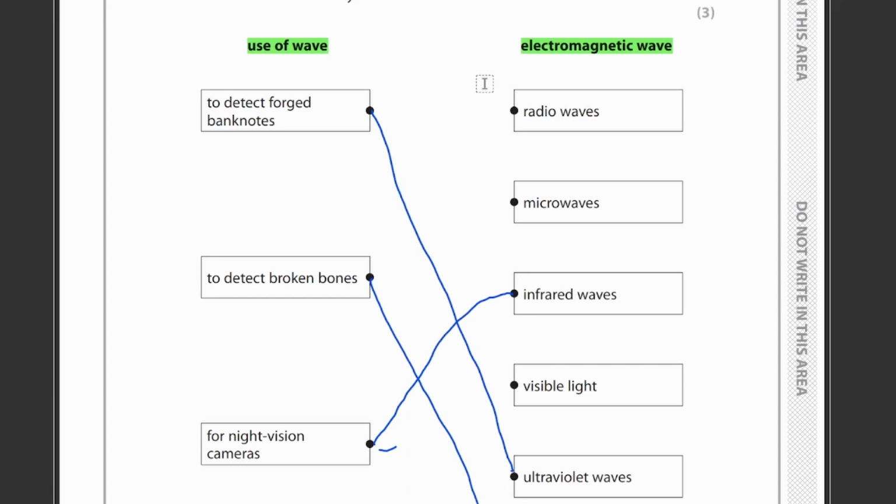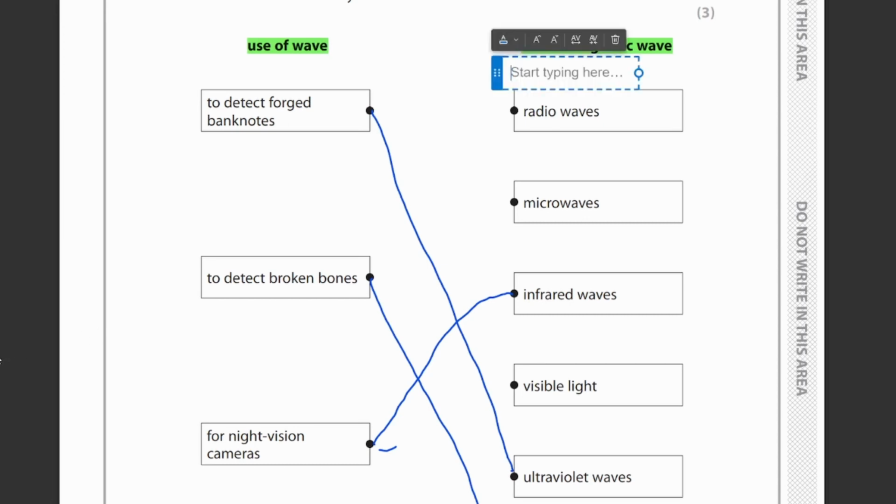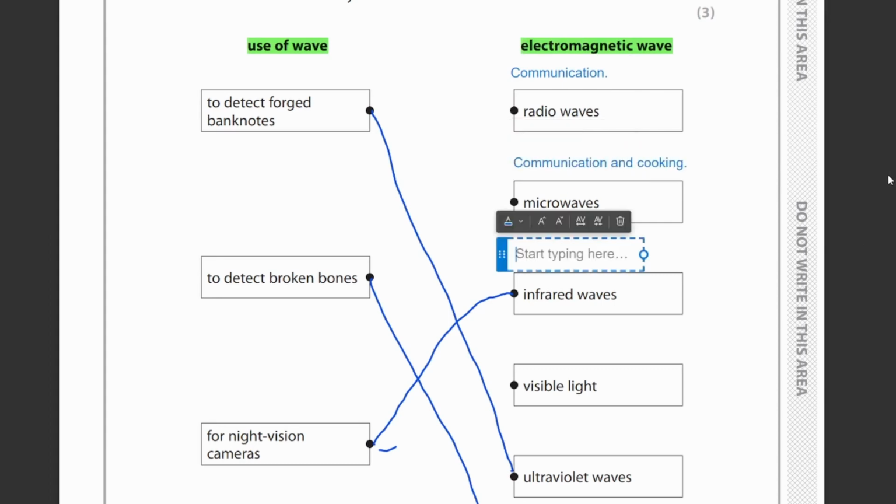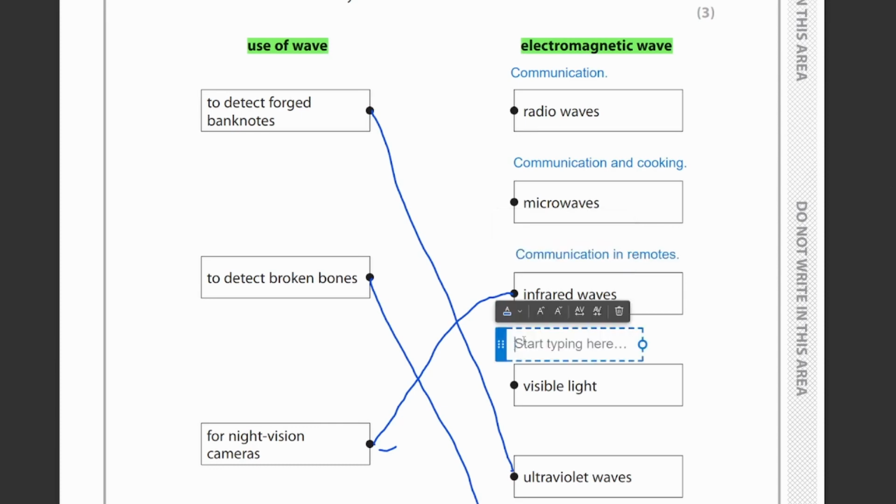Now, as this is revision, I'm going to give you some extra notes. So let's write down some other uses of the waves. Radio waves are generally used for communication. Microwaves are generally used for communication and cooking. Infrared is also used for communication, in remotes. So remote controls use infrared waves. Visible light is what we use to see, and we use it for photography.